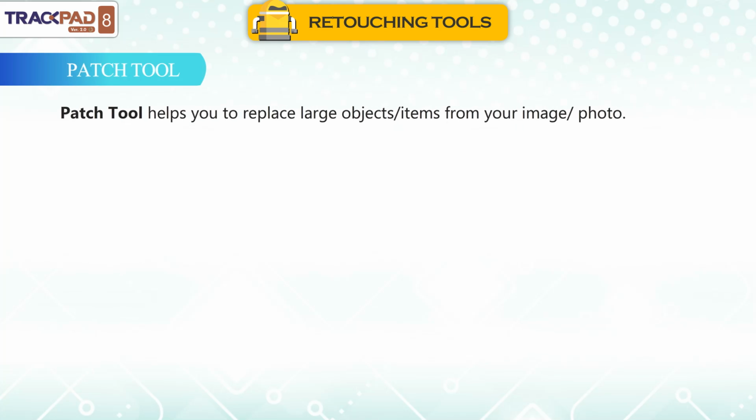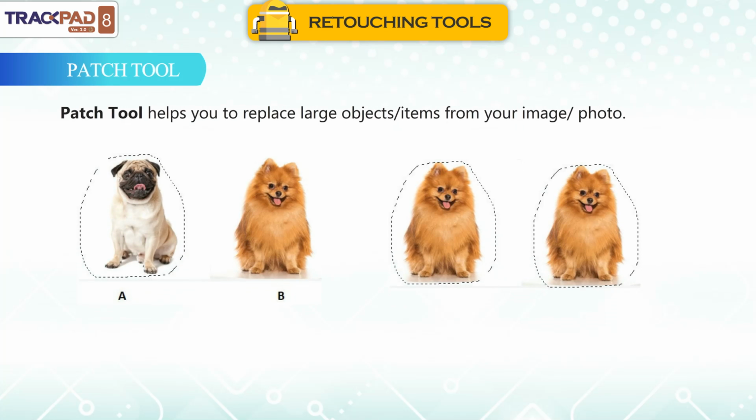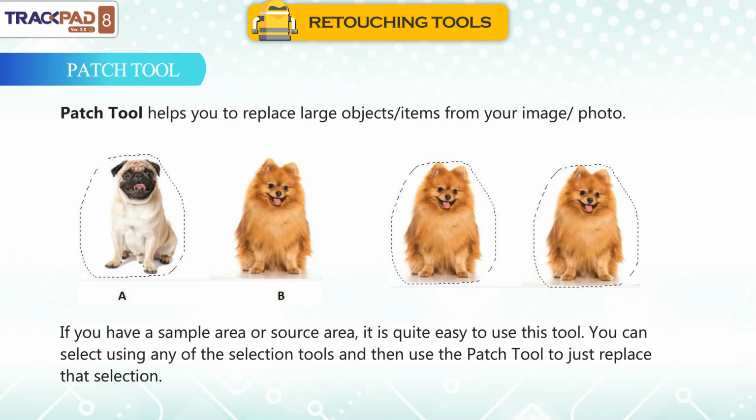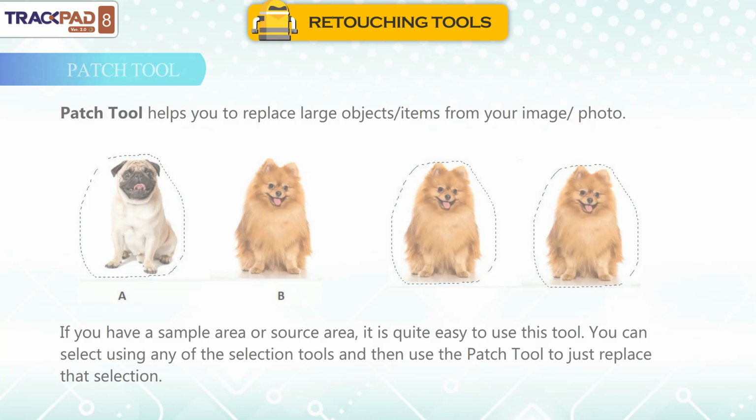Patch Tool. Patch Tool helps you to replace large objects or items from your image or photo. If you have a sample area or source area, it is quite easy to use this tool. You can select using any of the selection tools and then use the Patch Tool to replace that selection.